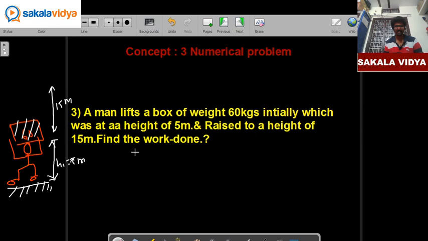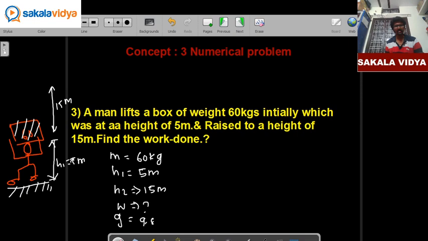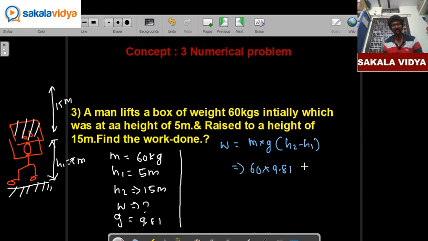So what is the work done? Okay, so what is the mass of the box? 60 kg. Initial height h1 is how much? 5 meters. What is the final height h2? That is 15 meters. So what we have to find here? Work done. What is the acceleration due to gravity? 9.81. So what is the formula to calculate work done? Work done is equal to m into g into h2 minus h1. So mass of the body is 60, acceleration due to gravity is 9.81, h2 is 15, h1 is 5.